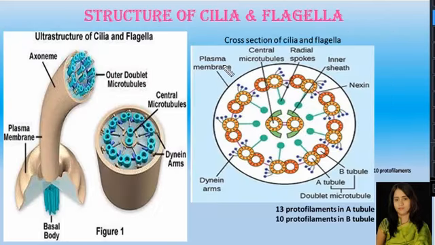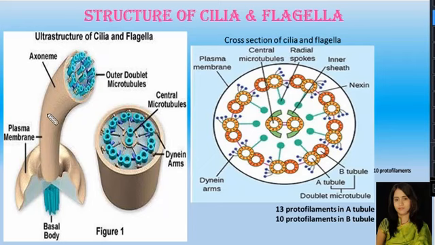Now let us discuss about the structure of cilia and flagella. Structurally both cilia and flagella are the same. Prokaryotic bacteria also possess flagella, but structurally they are different from the flagella of eukaryotic cells. Structurally, cilia and flagella are covered with a plasma membrane. Inner to the plasma membrane, there is a core called axoneme.